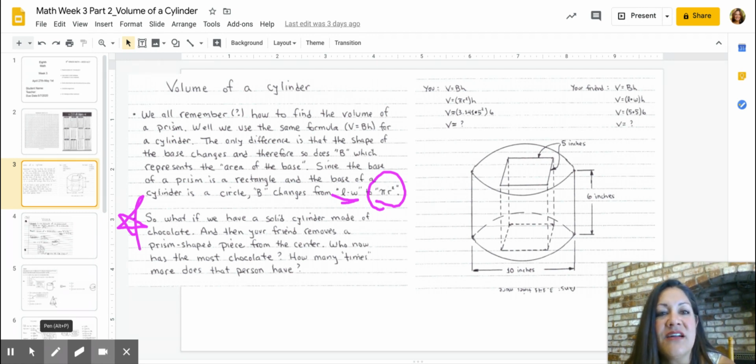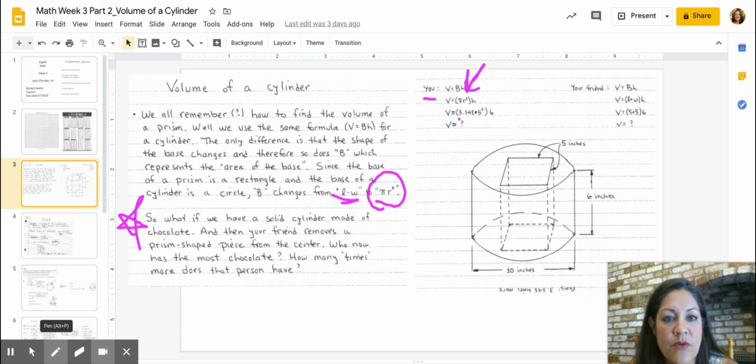So here, volume equals base times height. Our base now is going to be pi r squared, and you'll see that right there, times height. So pi, of course, is 3.14. You'll see right here in the example, it says 3.141. And times r squared. So r would be the radius. Radius is 5 right here. Squared times 6. Okay. Over here, that's for the cylinder.